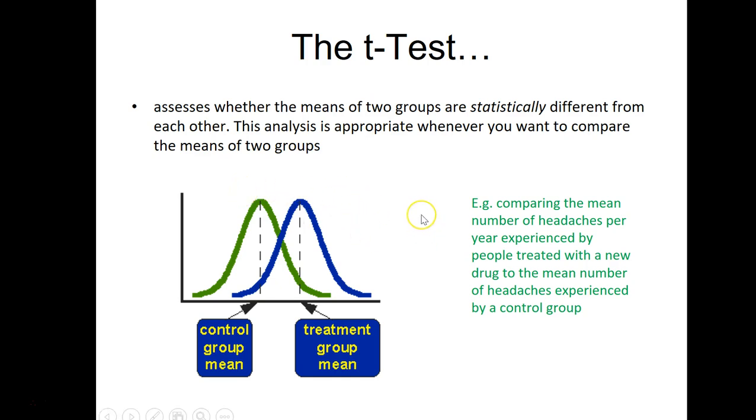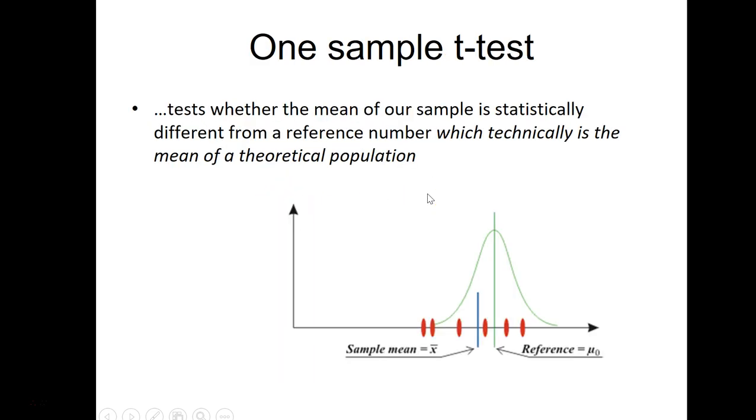If it's small enough, we say, oh, you know what? We can't reject the null. Nothing's going on. This is why we perform the t-test, to determine whether or not we can reject the null hypothesis that says nothing's going on. These two are the same.